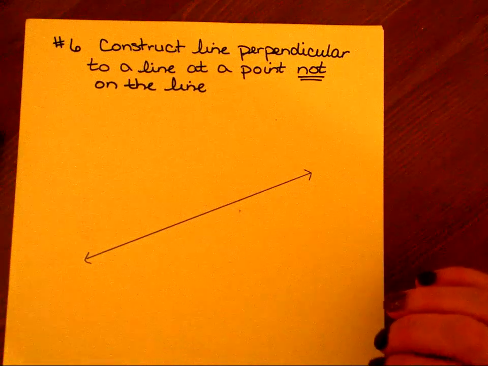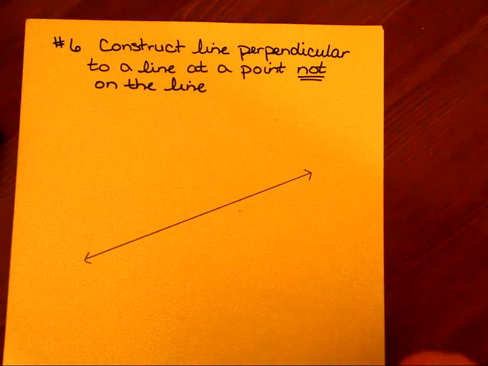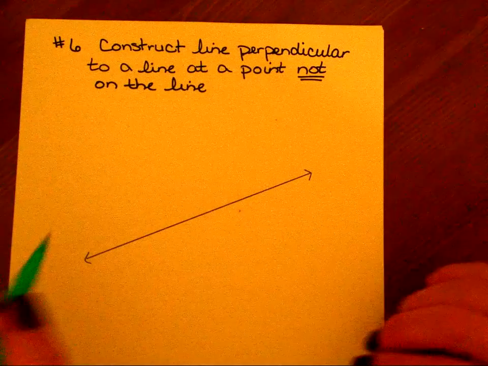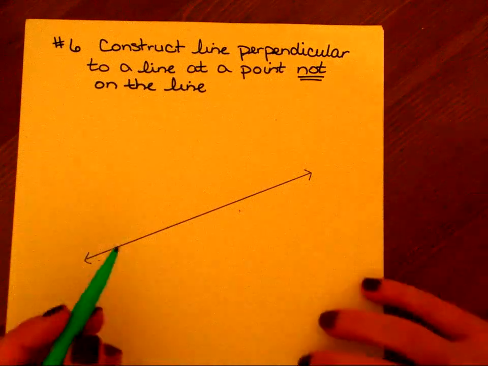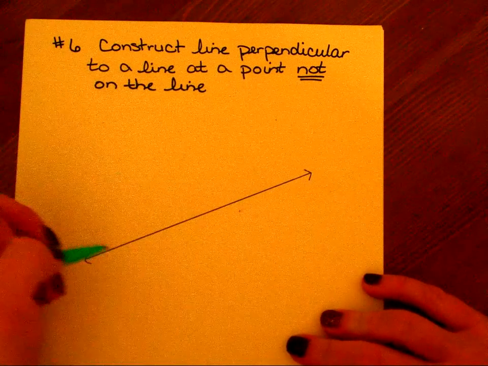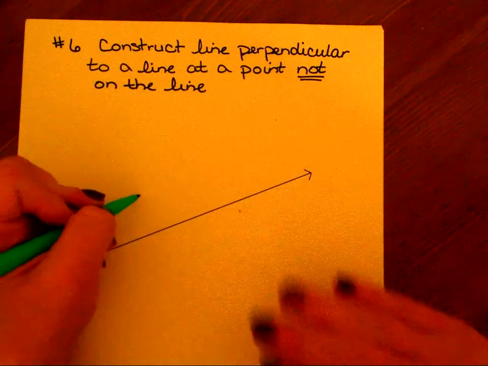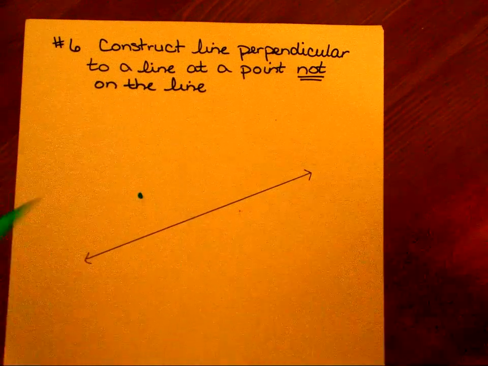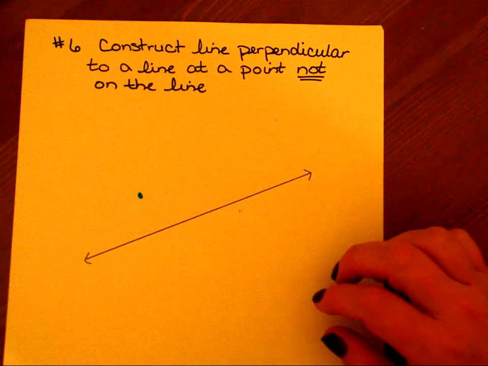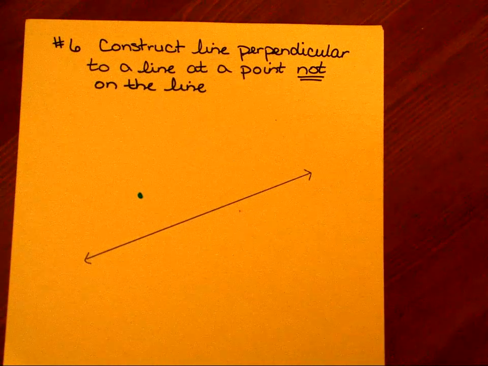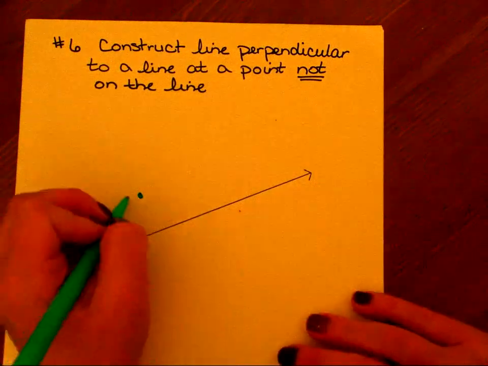So I need to create a point that's not on the line. So I'm going to just take my marker or pen and I'm going to put a point somewhere above or below the line. I'm going to go with above. I'm not going anywhere near the center of the line. Okay, but I would like to put it right there and I'm going to name it A.